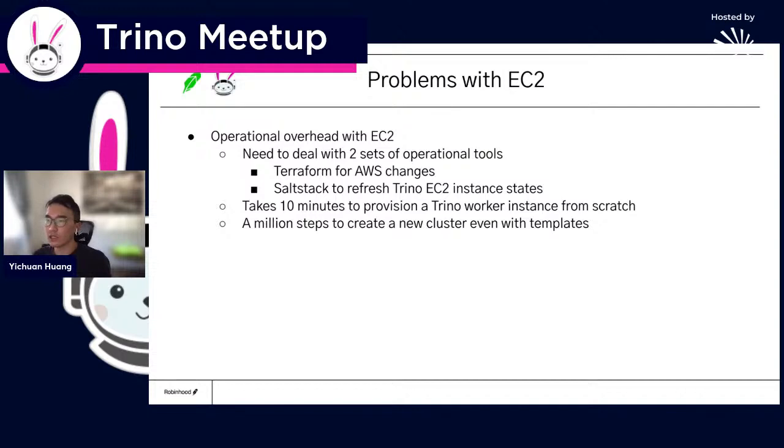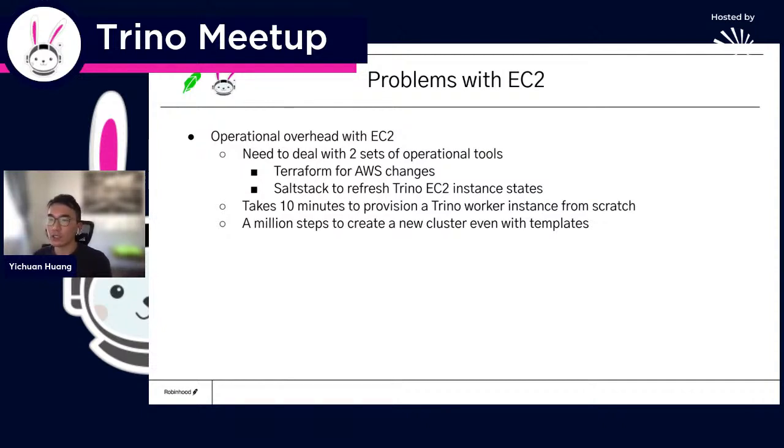Also, it takes 10 minutes to provision a Trino worker instance from scratch. This is when auto upscaling happens. It takes 10 minutes to fully bring up a bare metal instance into a running Trino worker, and this is a bit too long for us. And also, like I mentioned, there are a million steps to create a new cluster, even with the templates on both Terraform and SaltStack.